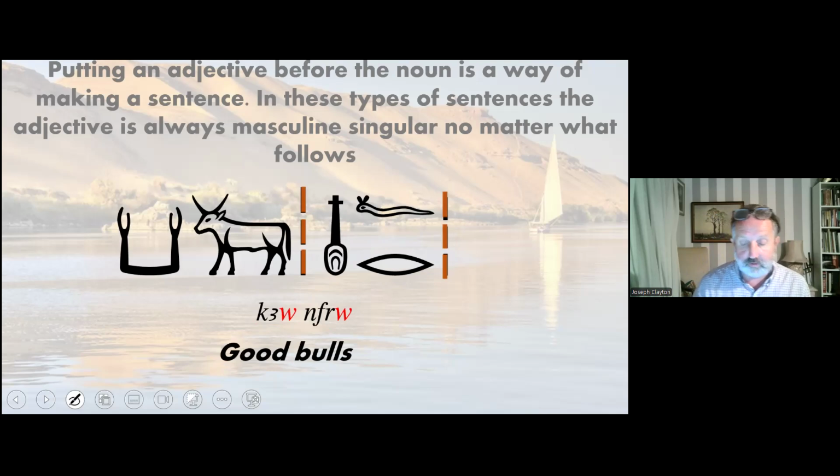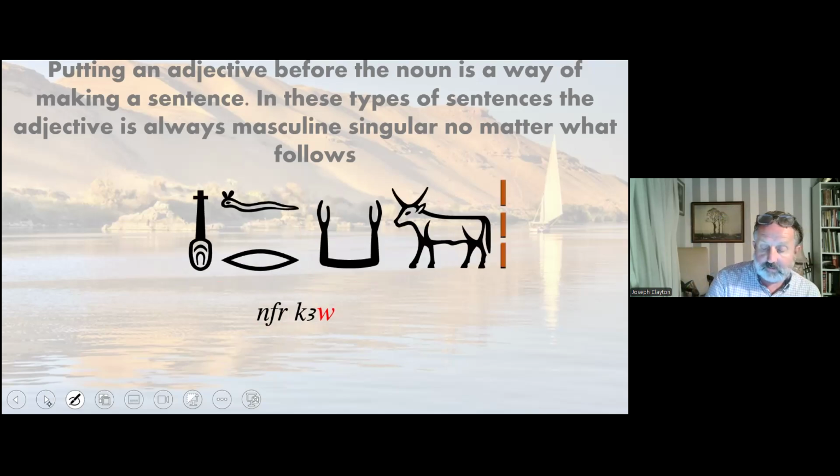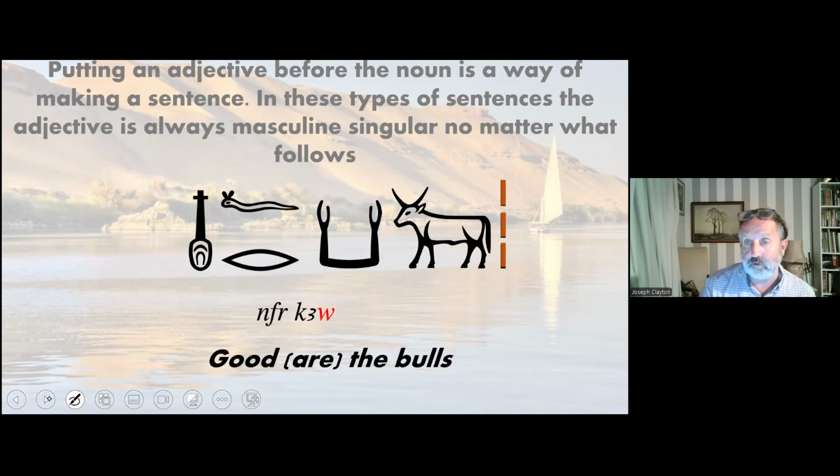So we can do it with the plural as well. So again, we look at that one again. We've got kau with the plural strokes, nefer u. So we've got the W and the W. It follows and it agrees. So it's good bulls. Yep. We do it the other way around. Nefer kau. Okay? Just nefer, no W or anything on that. It's the other way around. So what we've got there is good are the bulls. Okay, so the adjective's before and it doesn't agree. Okay, so the bulls are good.